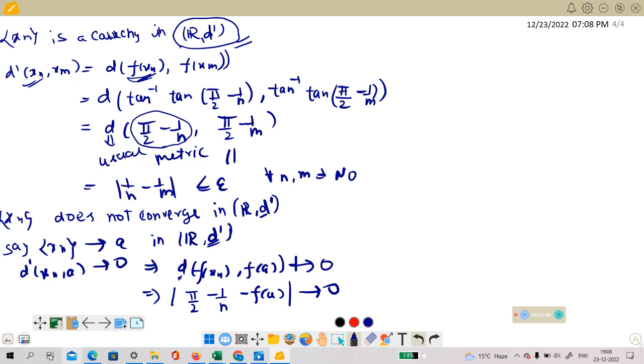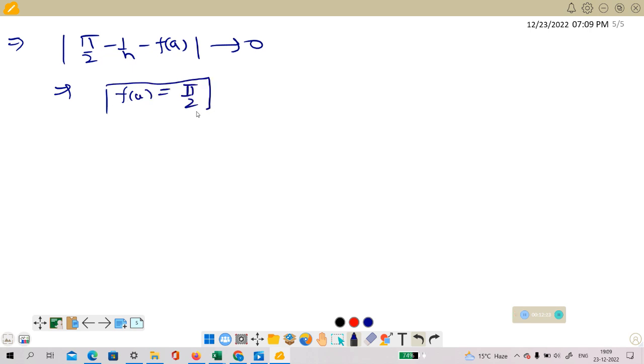Let me write the last step again. It's |pi by 2 minus 1 by n minus f(a)| converges to 0. What does this show? This shows that f(a) is equal to pi by 2. I don't think it's difficult to see. It's a very easy thing to see. You can see that f(a) is equal to pi by 2.